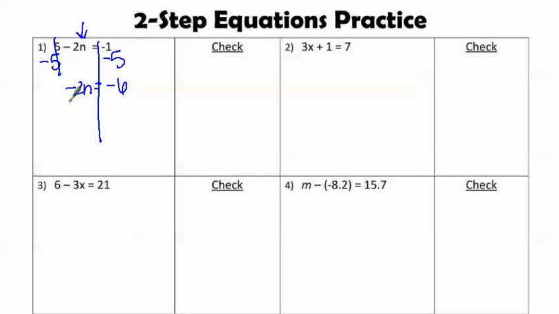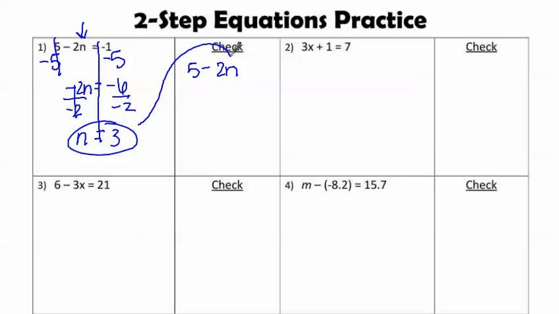-2 times n, the inverse operation is division, so you're going to divide each side by -2. Your remainder is n equals -6 divided by -2, which is +3. Circle your answer. In your check column, write down the original equation, the side with the variable.